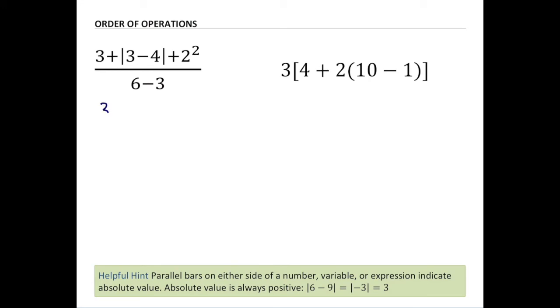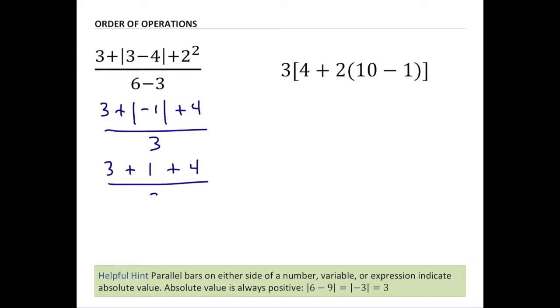All right, so we have 3 plus the absolute value of -1 plus 4 all over 3. Okay, so remember absolute value, and it says down in the helpful hint in the bottom, parallel bars on either side of a number, variable, or expression indicate absolute value. Absolute value is always positive, and it gives you an example. 6 minus 9 is -3, while the absolute value of -3 is 3. Okay, so in this case we have -1, so it's going to be 3 plus 1 plus 4 all over 3. And 3 plus 1 plus 4 is 8. So we have 8 over 3.